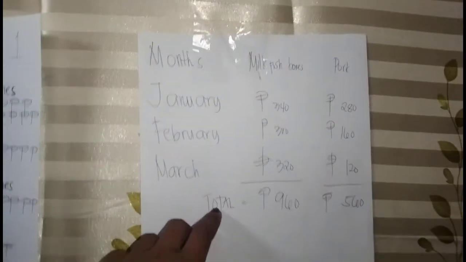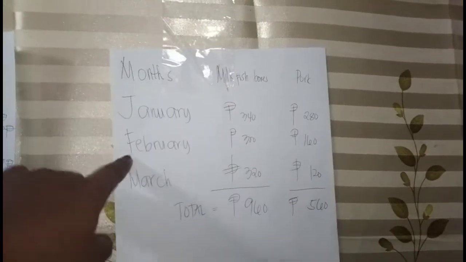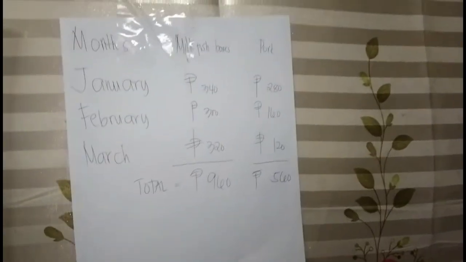So the overall total for the months of January, February, and March is 960 for milkfish bones and 560 for pork.